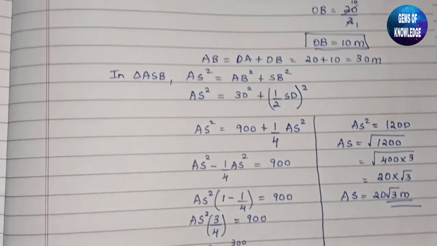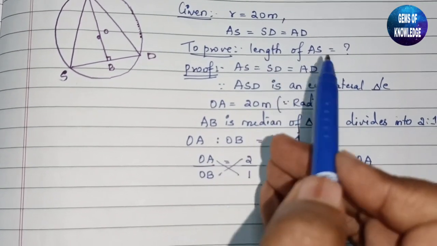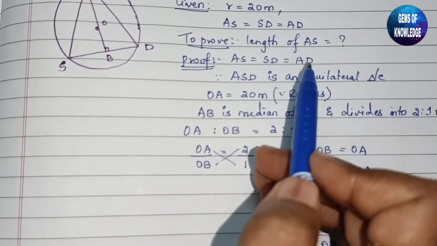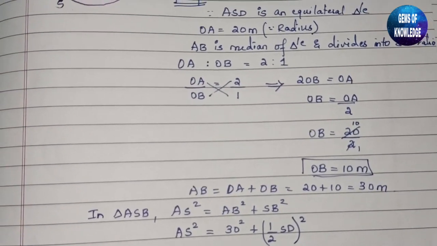So we got the AS value as 20 root 3 meter, and same thing, SD is also 20 root 3 meter and AD is also 20 root 3 meter. So I hope you have understood this exercise.